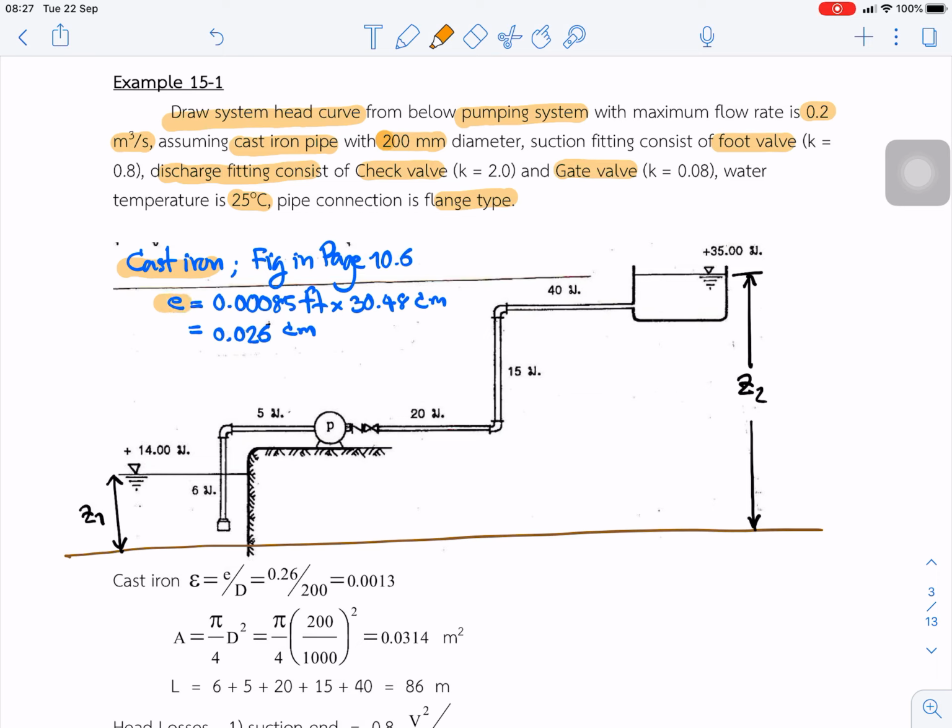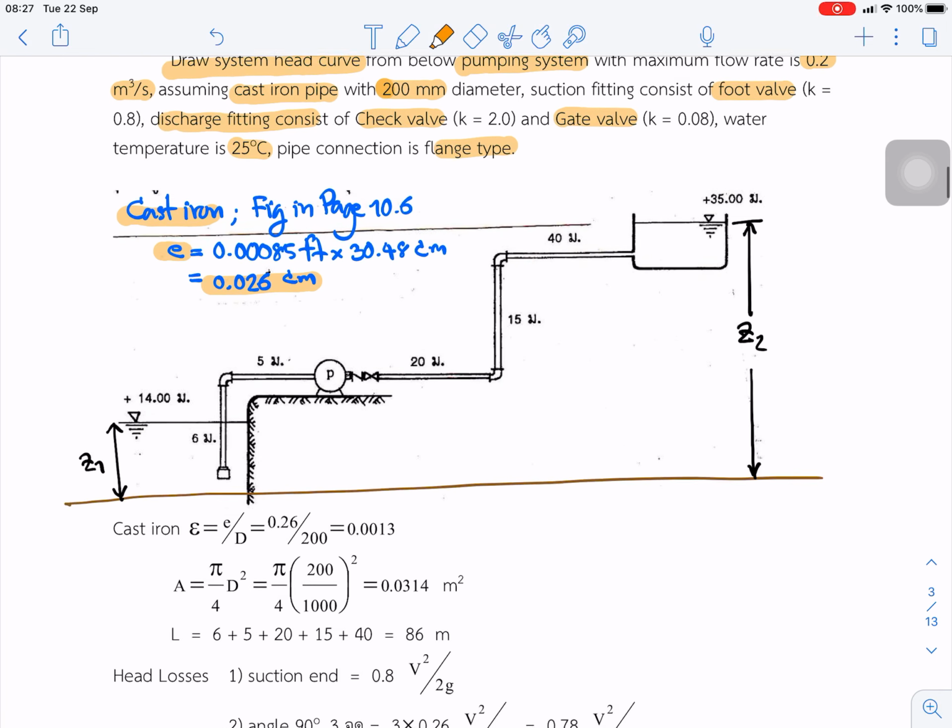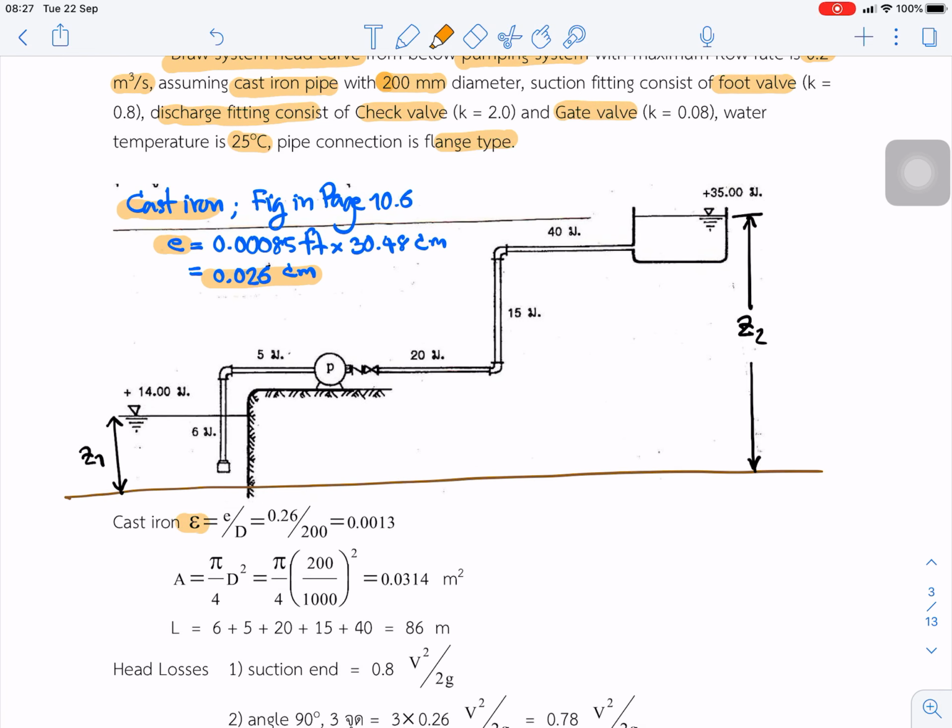e is equal to 0.0085, converted to centimeters. So we got the roughness as 0.026 centimeter, and we can estimate the relative roughness, e divided by diameter. So we got the relative roughness is 0.0013, which is used to identify the friction factor.